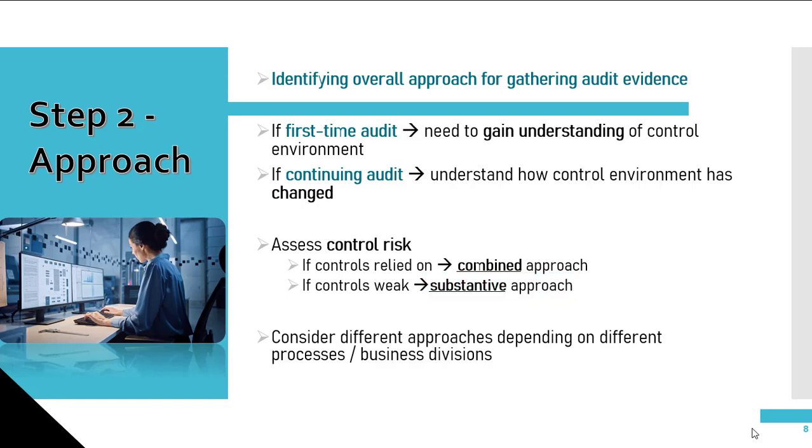You may also consider how different areas of the business or certain processes may require different approaches. For example, if there is a client we have audited before and typically use a combined approach, but there is now a new purchasing system, we may choose to maintain a combined approach but use a more substantive approach surrounding that new purchasing process. Also note that if this is a continuing engagement, our focus should be on factors of the control environment that have changed.